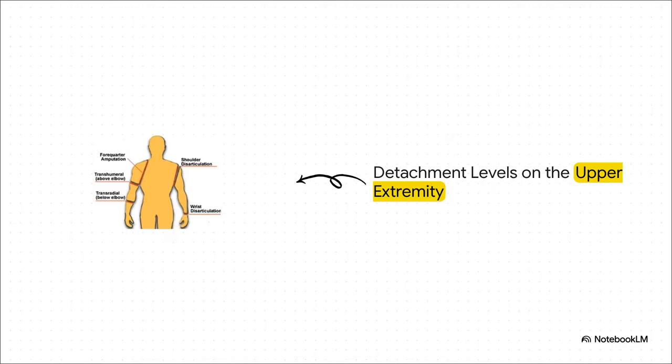Now with detachment, the body part value gives us the site, sure, but the qualifier is the real star of the show here. The qualifier specifies the exact level of the amputation. For instance, a transhumeral amputation, where they cut through the shaft of the humerus, will use qualifiers like high, mid, or low to tell us exactly where on the bone that cut was made. A transradial amputation below the elbow works the exact same way.